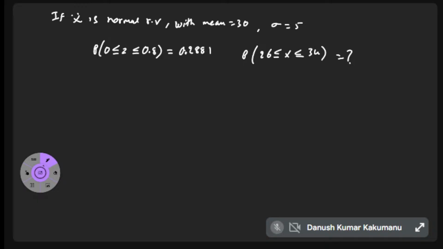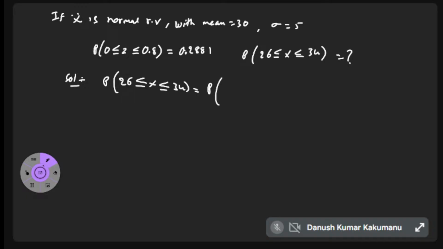This data is given: P of 26 less than or equal to X less than or equal to 34. Convert them in terms of Z. All X variables convert in terms of the Z. Why do we have to convert all X variables in terms of Z? Because the data is given in terms of the standardized normal random variable.